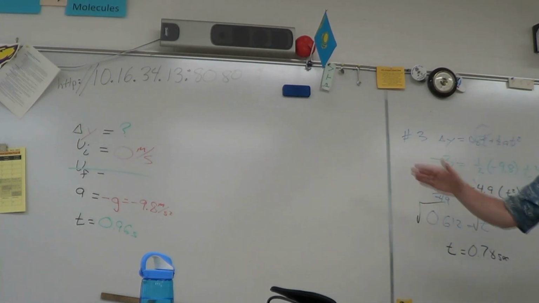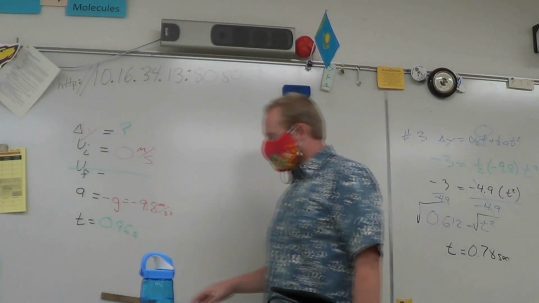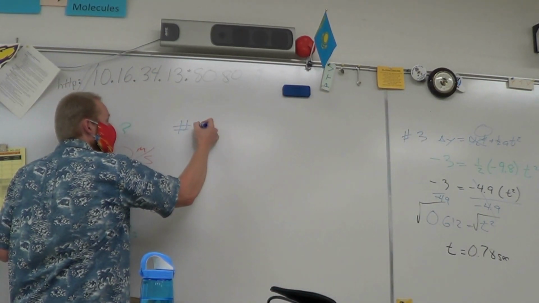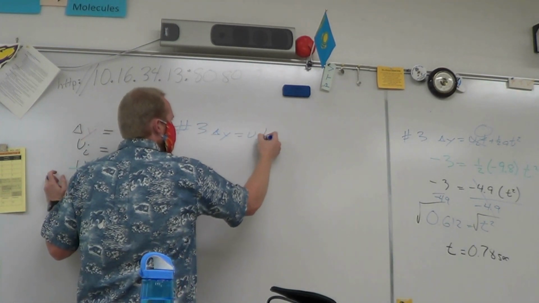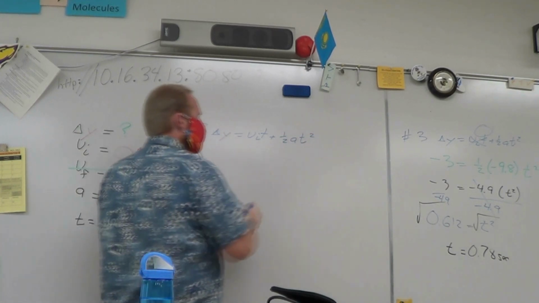So while we go through and cross off final velocity because they don't care about final velocity, it's a drop problem, we can say, what equation are we going to use? And what equation doesn't have final velocity in it? Equation number 3, which is delta y is equal to vi times t plus 1/2 a t squared.